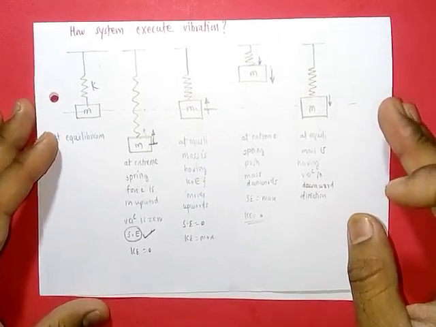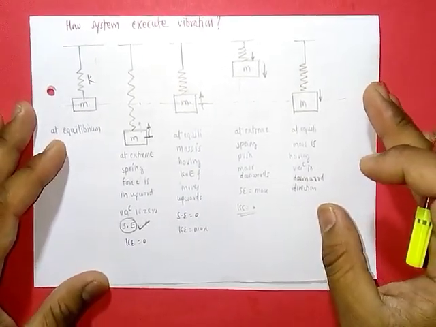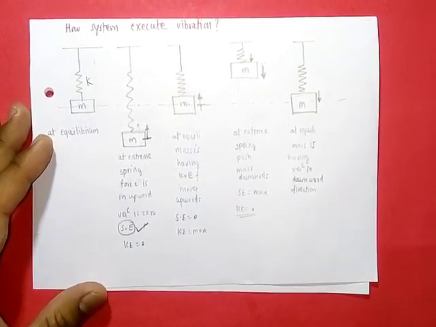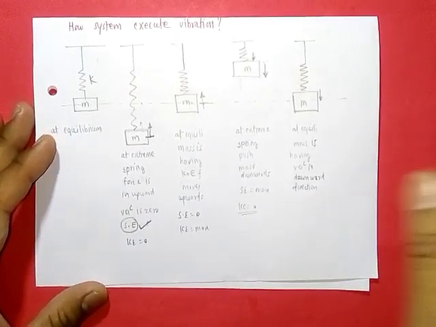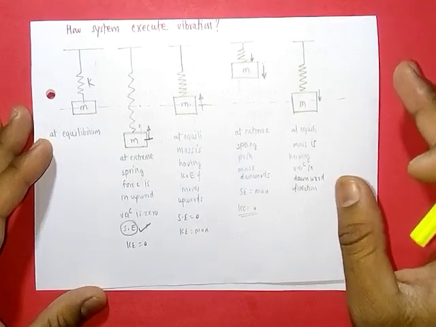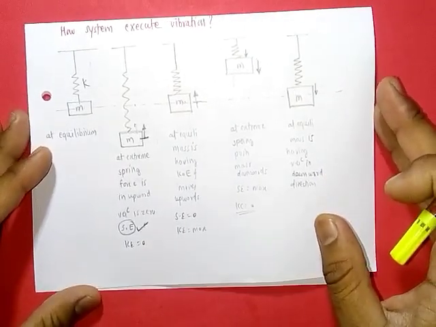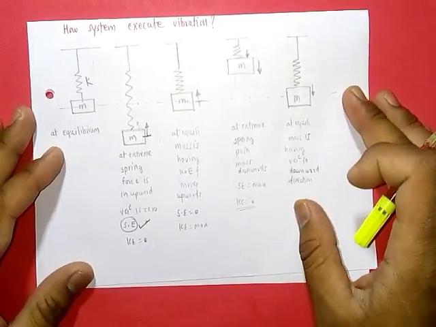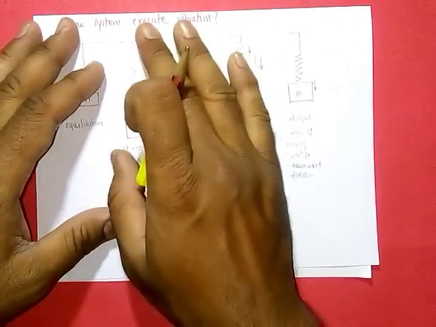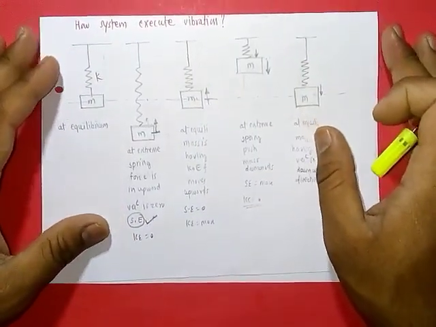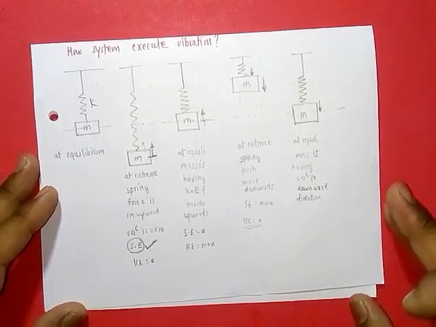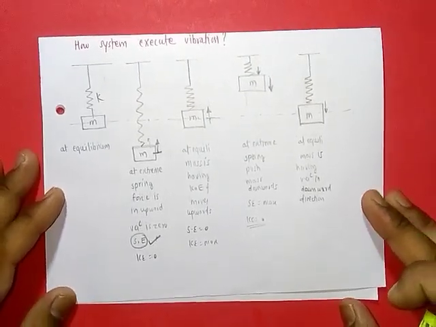If there is no resistance to this motion, then the system will continuously perform vibrations. So this is all about vibration. In the next video we will see types of vibrations.